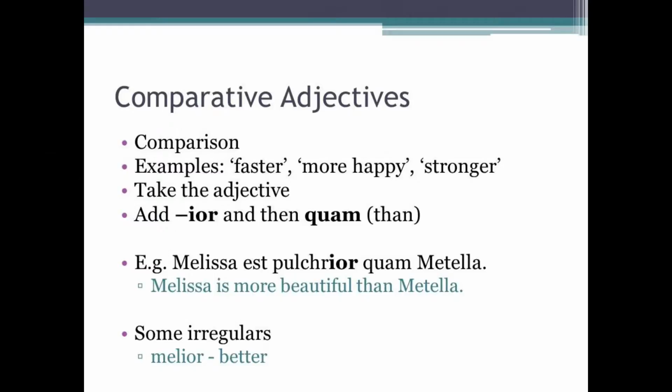To form the comparative, you take the normal adjective, add IOR to the end, and then the word quam after it. So an example sentence is Melissa est pulchrior quam Metella. This means Melissa is more beautiful than Metella. Some forms are irregular, such as melior, but the majority follow the rule that we've just gone through.